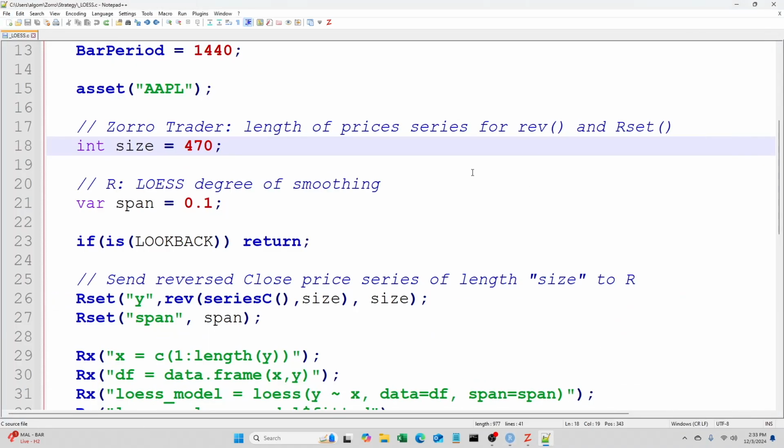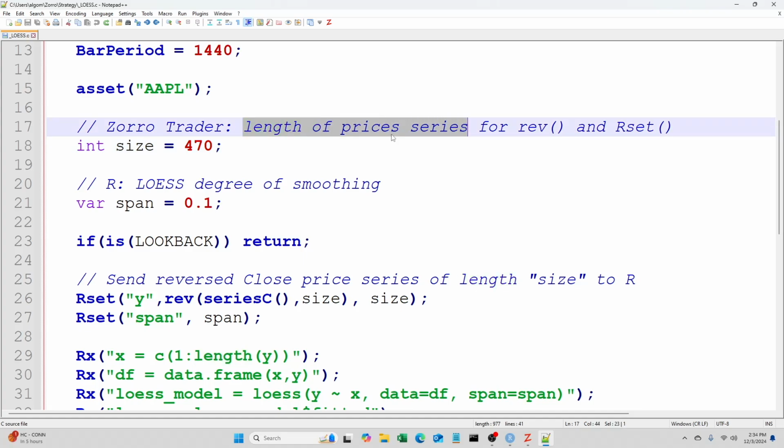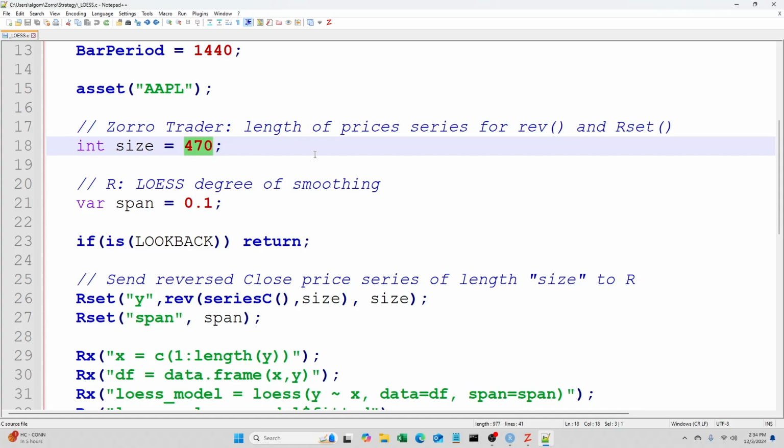Now 14 values is not good. We need more than that. Here I arbitrarily chose 470 values. So the length of the price series that we will use to calculate the LOESS smoothed curve is going to be 470 closing prices. And the degree of smoothing that I chose here is 10%, so the span is 0.1. So we will use 10% of the data as our sets of red dots versus the blue dots.